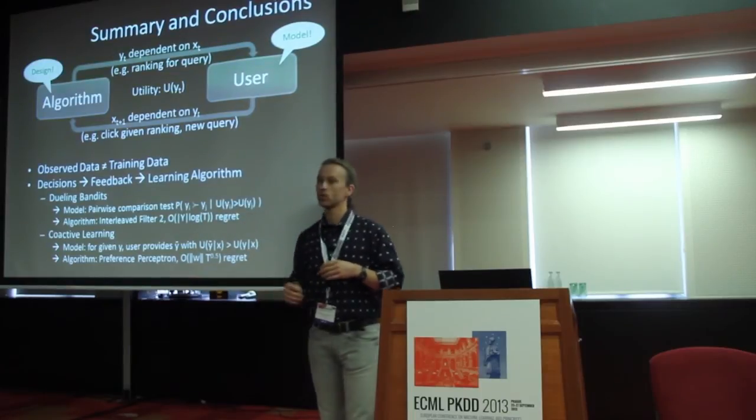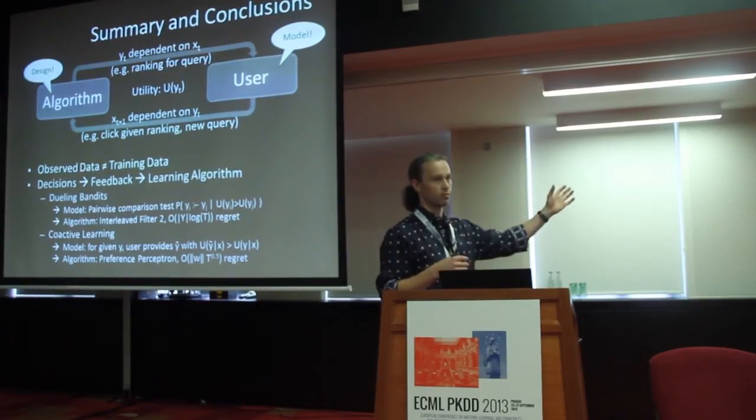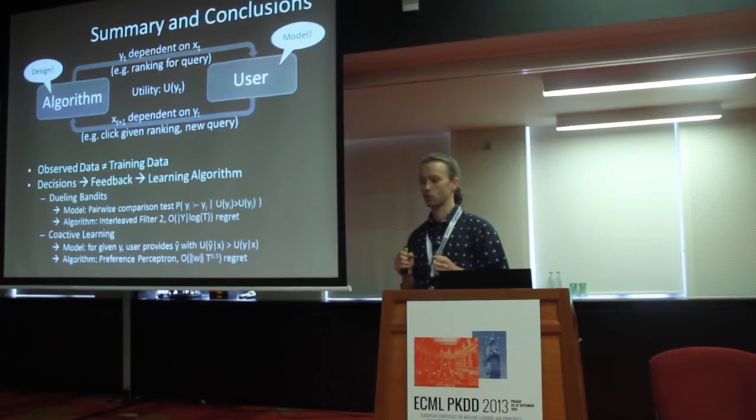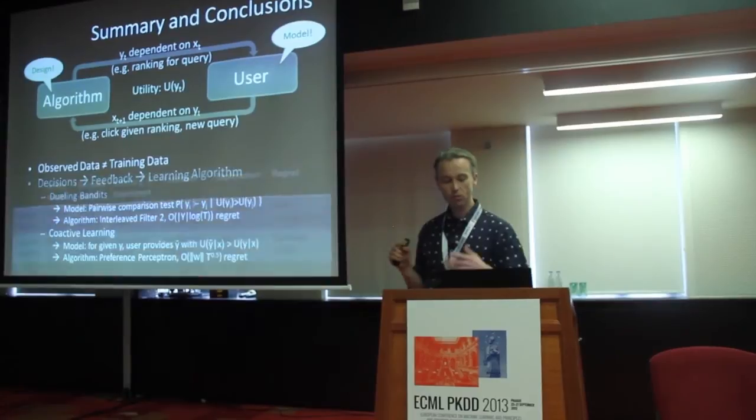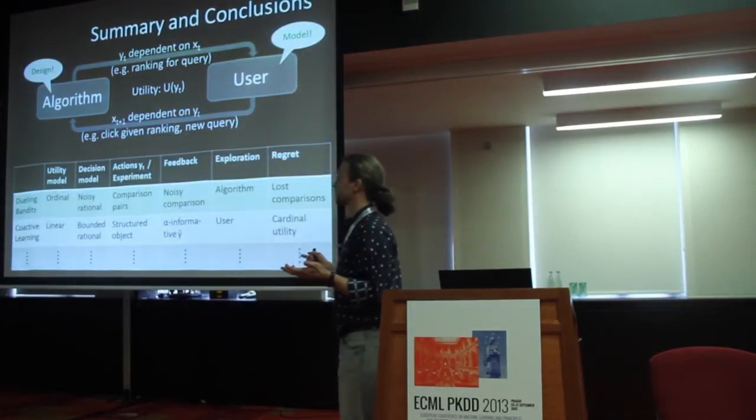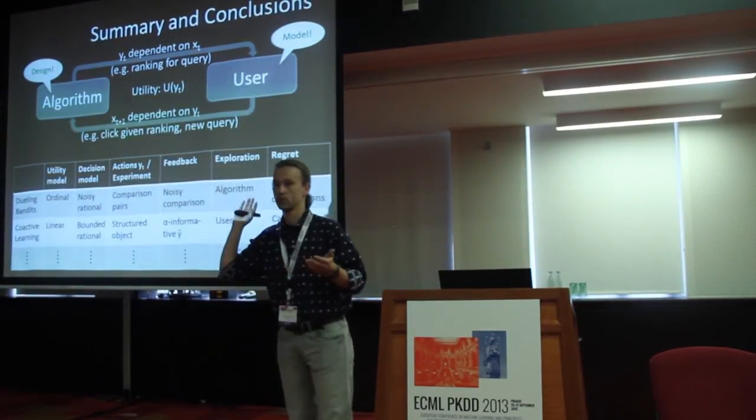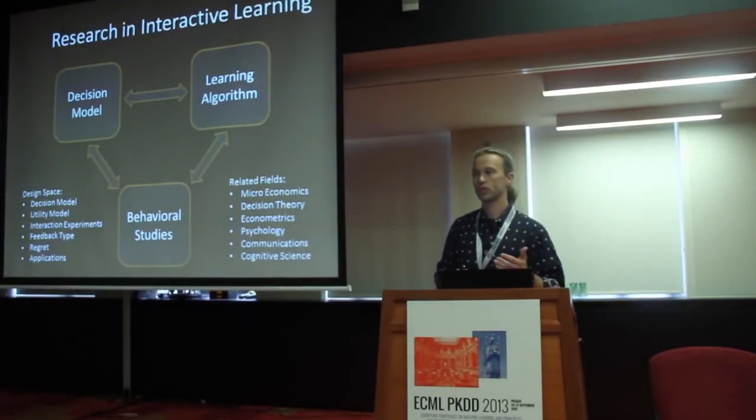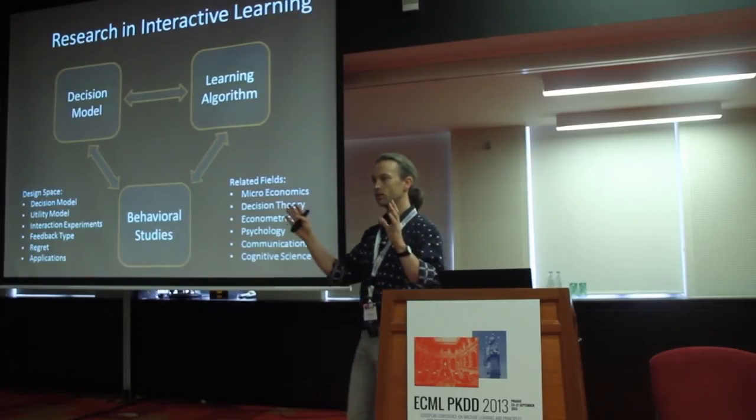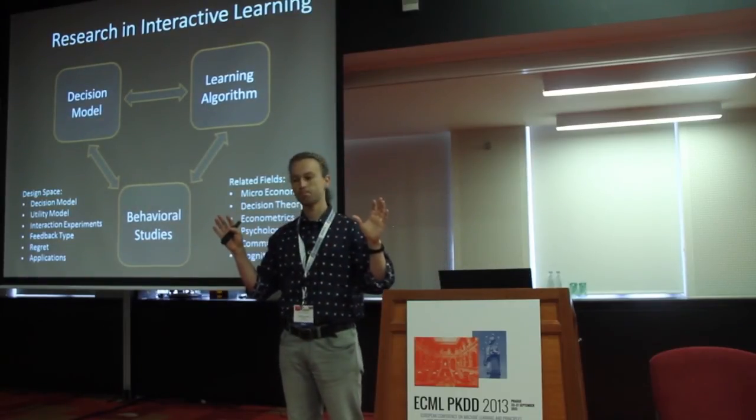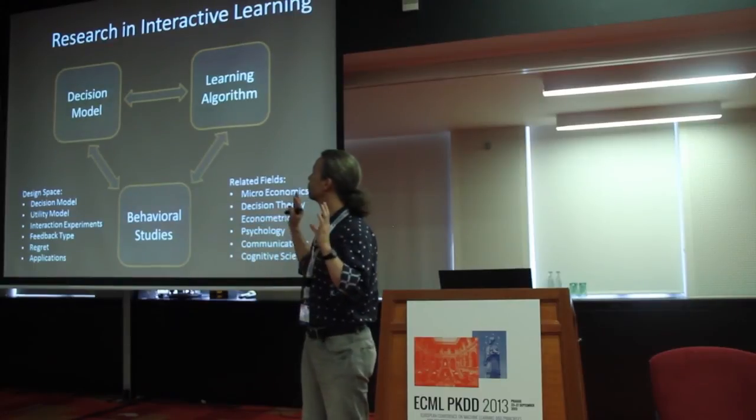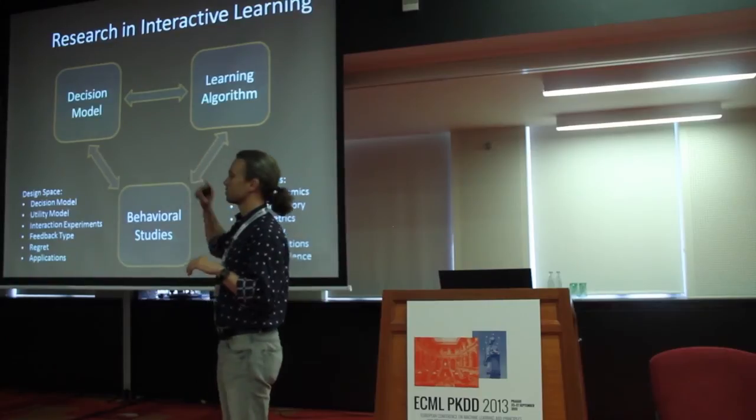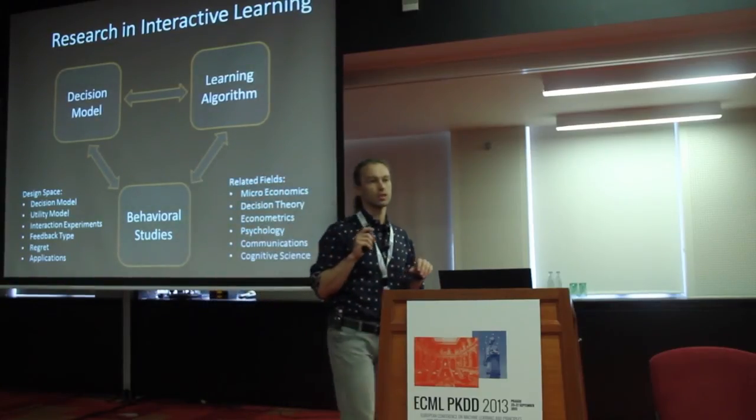And I've given two examples of how to take a particular observed model of user behavior and design the learning algorithm all the way. But these are really just two examples in a huge design space. And these are just some dimensions of the design space. So I think it's an interesting area to do research, and it touches on three main questions here. And any connections between these questions really is an interesting area for doing research.